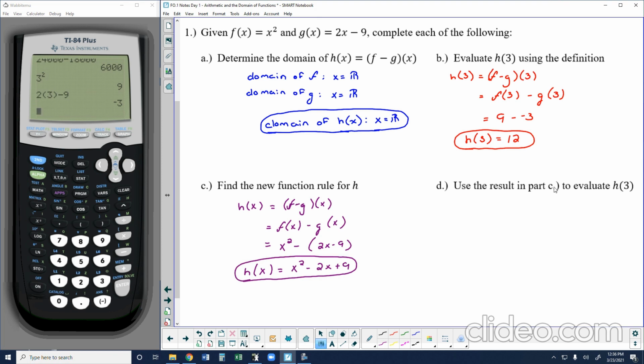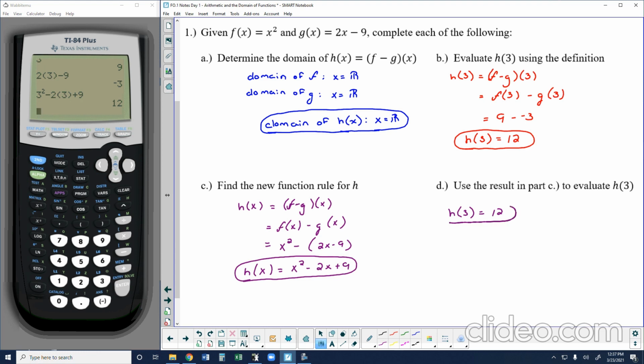Now in D it says use the result in part C to evaluate h of 3. So if I use h of 3 in this case, I would be substituting 3 into h of x. So this would be 3 squared minus 2 times 3 plus 9, which is 12.